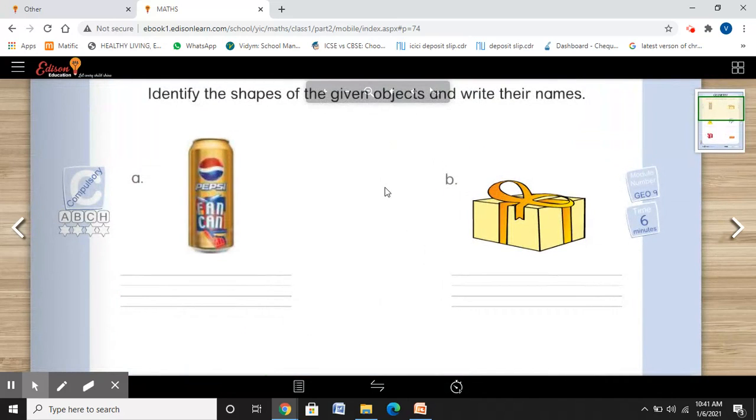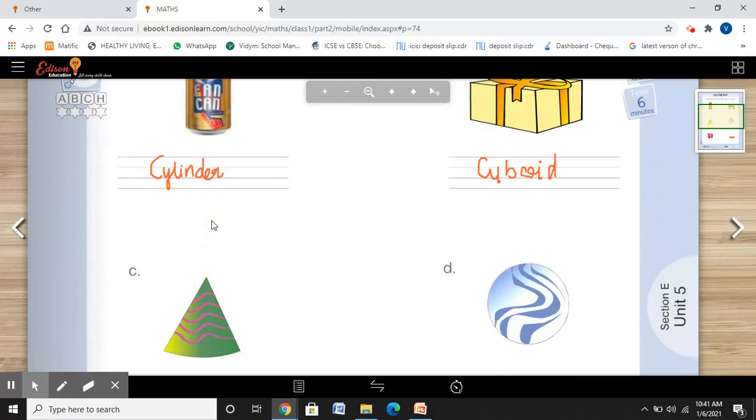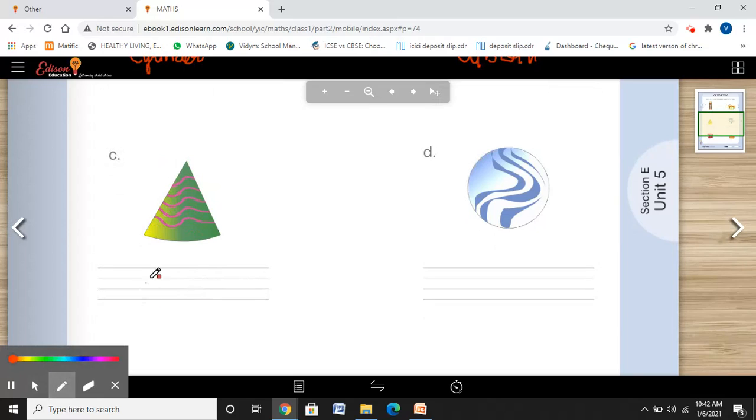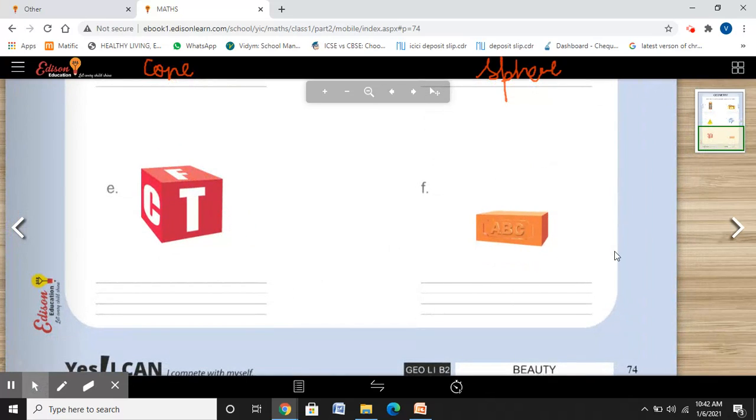Now you can see these objects in your daily life. So this is a Pepsi can, so this is known as cylinder. Then this is a rectangle, so it is known as cuboid. Then you have cone. Then you have sphere. And then last one, cuboid and cube.